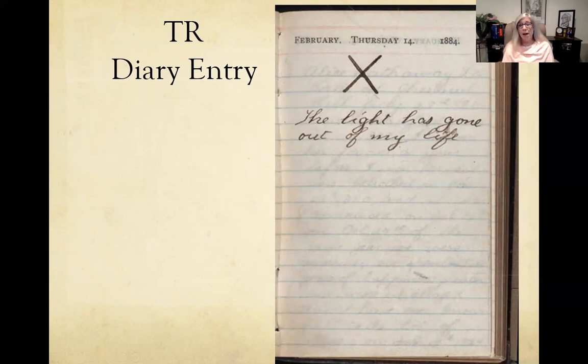So here in his diary, you can see what Roosevelt has to say. The light has gone out of my life. He's lost his mother. He's lost his wife. He is completely consumed with grief and is distraught. He doesn't know what to do. He's got this brand new baby. They named the baby Alice after her mother. And Roosevelt, he can't handle it. There's just too many memories, and he's just overcome with grief.